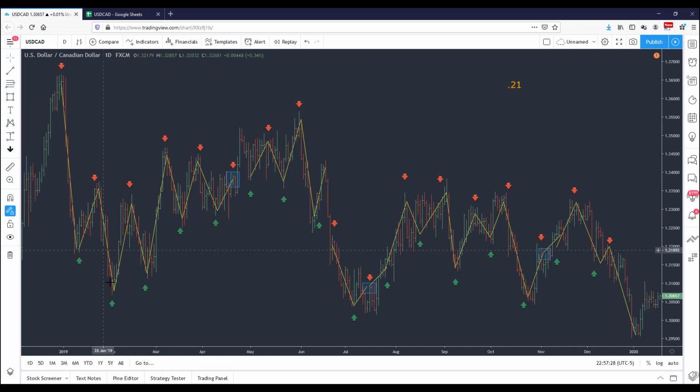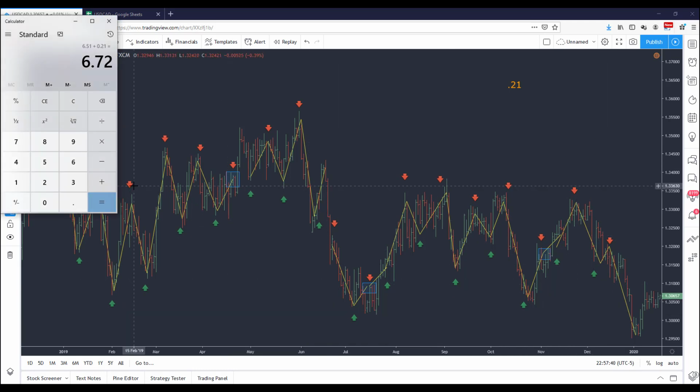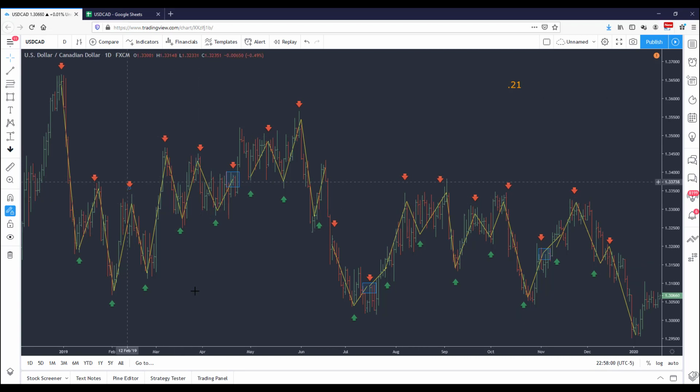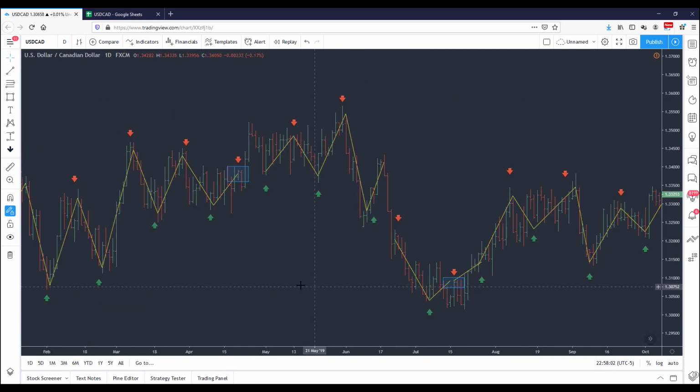I counted 33 signals, and we have lost 1, 2, and 3 signals. So we have 30 over 33, and we're looking at a 91% win rate if all you did was trade signal to signal. If that's not impressive, I don't know what is.